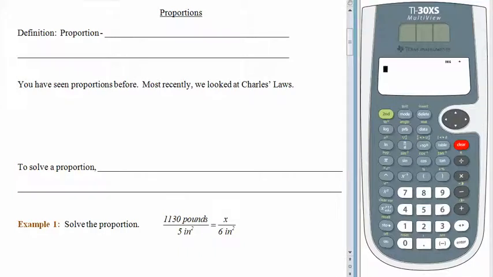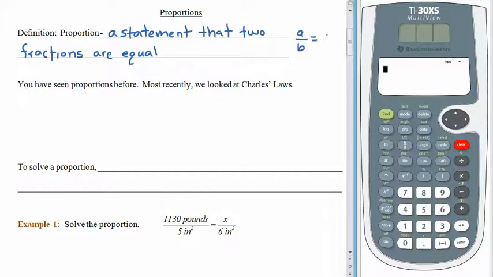What is a proportion? A proportion is just a statement with math, of course. And the statement says that two fractions are equal. So for example, over here on the right, we've got a little bit of space. We could say that one fraction a over b is equal to a different fraction c divided by d.